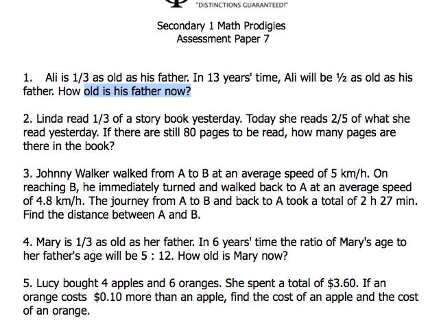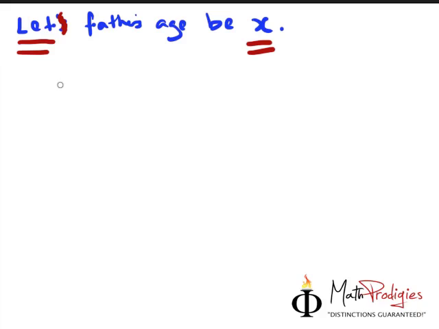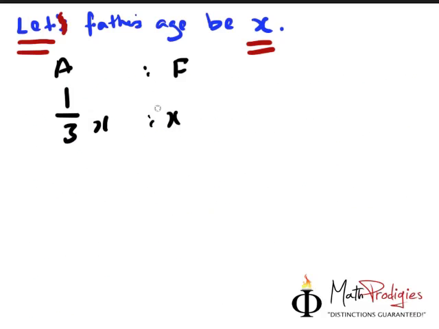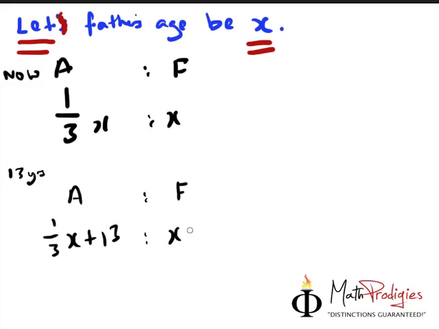Now, the first part says Ali is 1/3 as old as his father. So if his father is X, how old would Ali be? Ali would be 1/3 X, correct? So Ali's age is 1/3 X. This is Ali and this is his father. The next part says that in 13 years' time, Ali will be half as old as his father. So this is now. In 13 years' time, both of them will age accordingly, both plus 13 years: 1/3 X plus 13 and X plus 13.